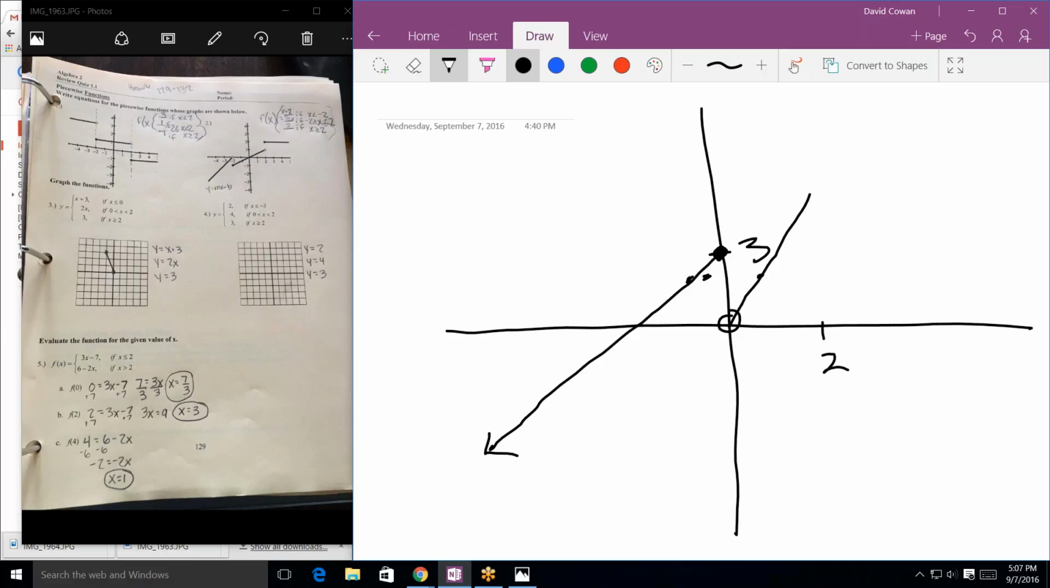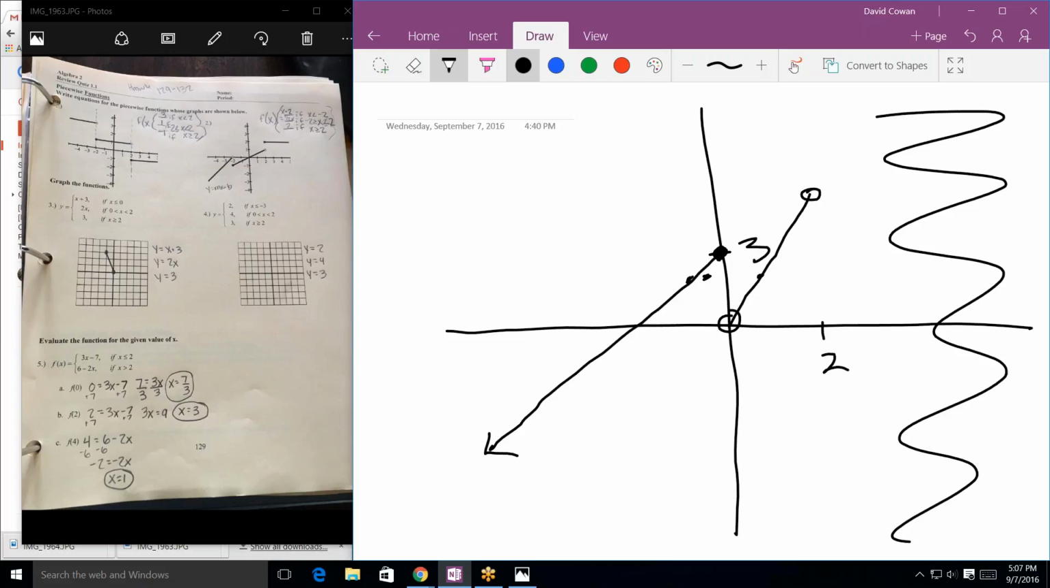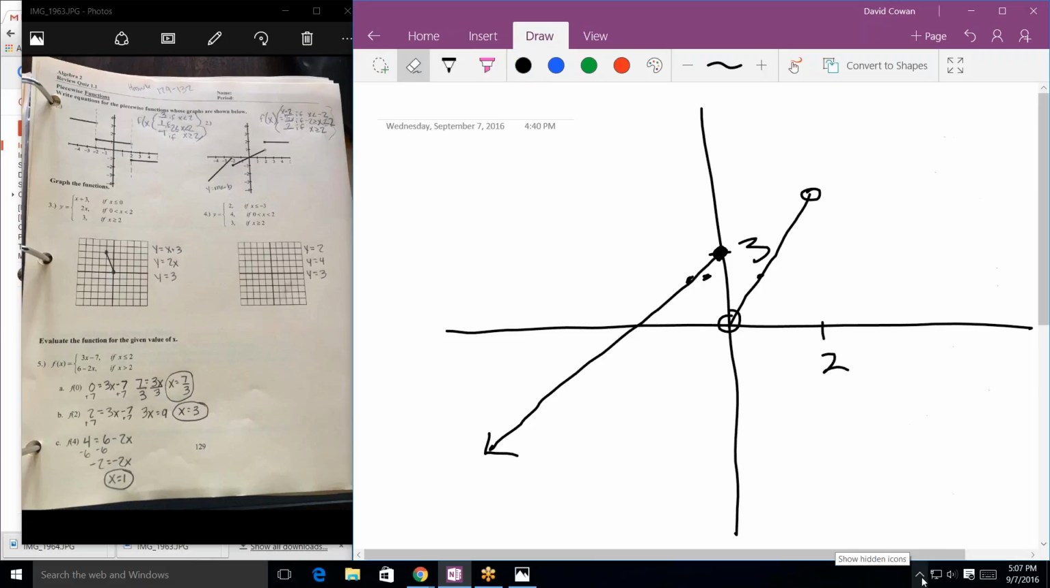And open or closed circle at that point? It'd be an open circle. Now the rest of the thing is how we're going to graph it in that area, everything greater than or equal to 2. What's the function? How do I graph? Well, first of all, what function is it when x is greater than or equal to 2? It's everything to the right.